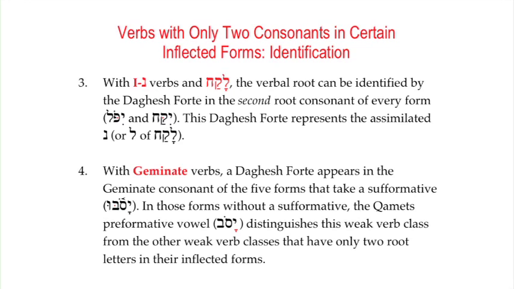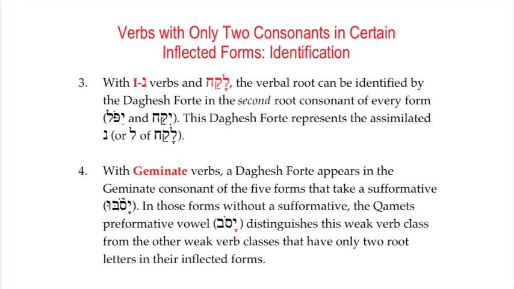Now when you see the inflected form, the dagesh forte will appear as if it's in the first root letter, but that's because the first root letter has really disappeared. So when you see a preformative and the following letter has the dagesh forte in it, you can assume that that's an assimilated noon and properly reconstruct the verbal root. Let's look at number 4 together.